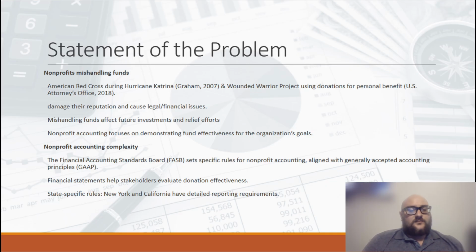The second issue that nonprofits face is their complexity when it comes to their financial statements and recording of financial activities. The Financial Accounting Standards Board, FASB, sets specific rules for nonprofit accounting aligning with the generally accepted accounting principles, or GAAP. These financial statements help shareholders evaluate donations' effectiveness, but there are also additional rules, including state-specific rules. New York and California, for example, have detailed reporting requirements when it comes to nonprofit organizations.